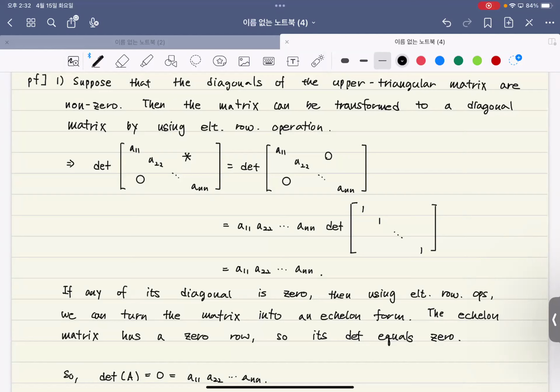And if you cannot make it into the upper triangular matrix without using row exchange, then you can still do the row exchange. But in that case, you have to remember that whenever you apply one row exchange, the sign of the determinant changes. So don't forget to keep track of the sign. Once you do that, you can still compute the determinant of the matrix, even if you apply row exchanges.